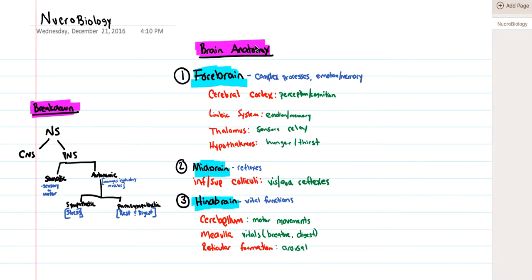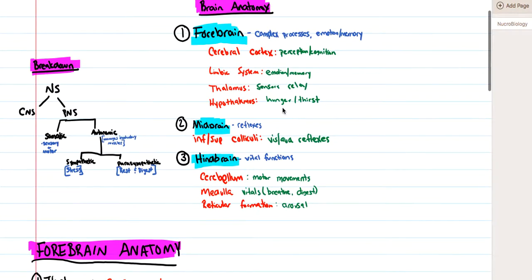Brain anatomy. The brain is basically broken up into three parts: forebrain, midbrain, and hindbrain. The forebrain is where complex processes take place, and you have emotion and memory. Cerebral cortex is perception and cognition. Limbic system is emotion and memory. Basal ganglia is for smooth movements. Thalamus is a sensory relay station, and hypothalamus controls hunger and thirst.